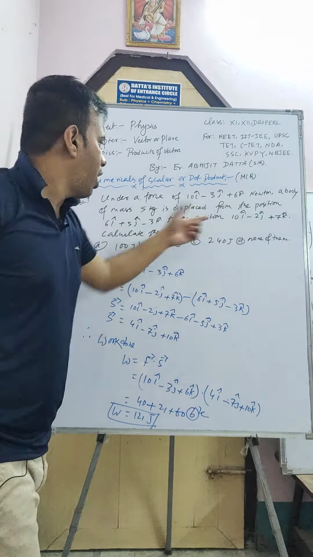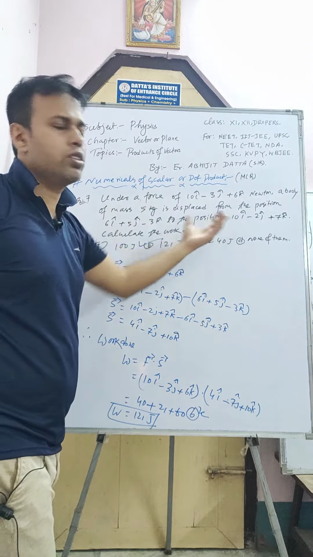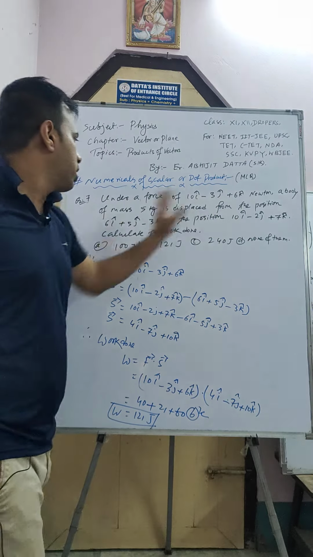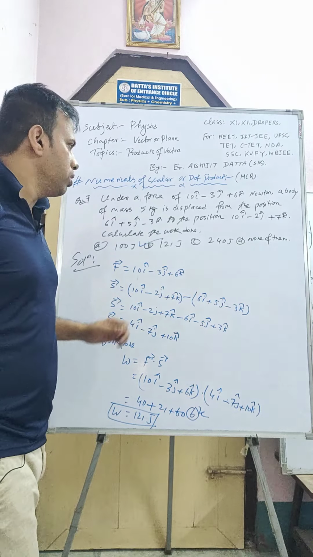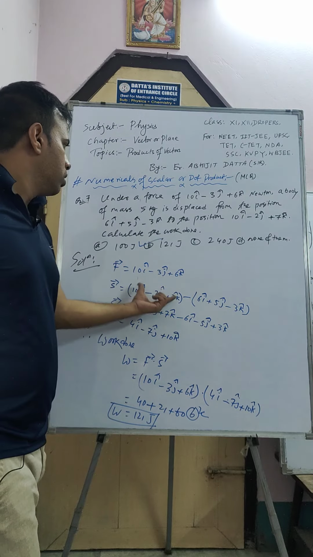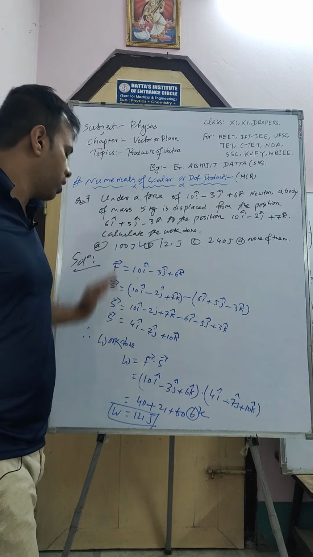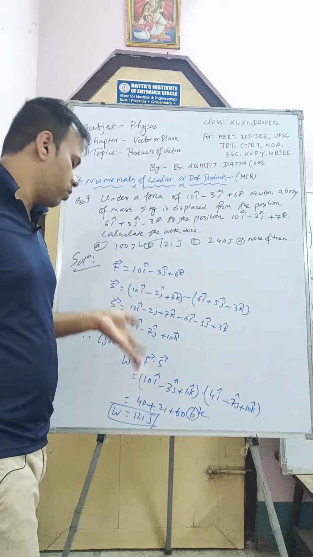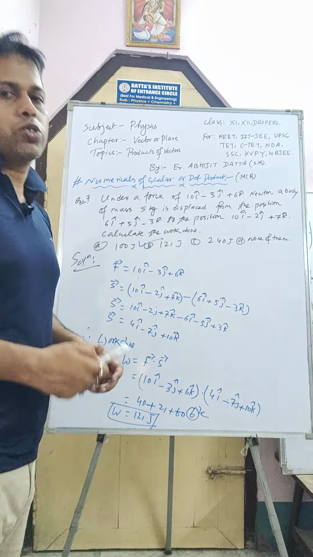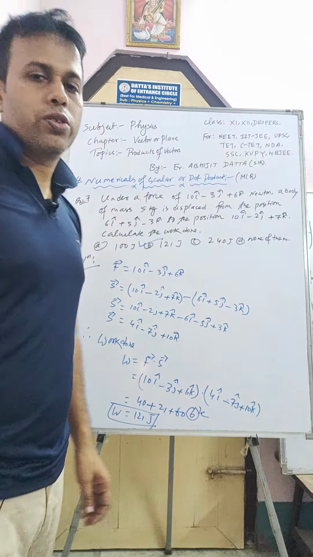Okay, so after applying the force, the object is displaced from this point to this point. So I take the displacement vector, this position vector minus this position vector. S vector equals final position minus initial position. Work done is so simple, F dot S, I just put the values and it becomes 121 joule. So 121 joule is the correct answer, right? So take a screenshot of that.